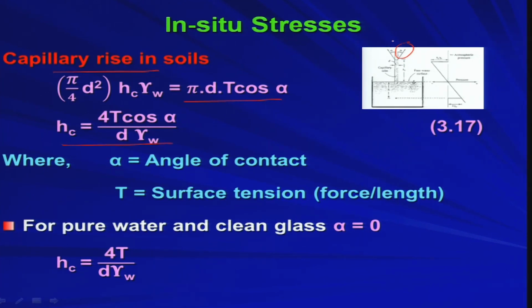Now, for pure water and clean glass, we can think of alpha equal to 0. That comes from your physics or hydraulics or fluid mechanics concept that if alpha becomes 0, then Hc is simply equal to 4 T by d gamma W. So, if you know T, the diameter of the capillary tube, and the unit weight of water, you can find out the height of capillary rise. Up to that zone the soil will be saturated.